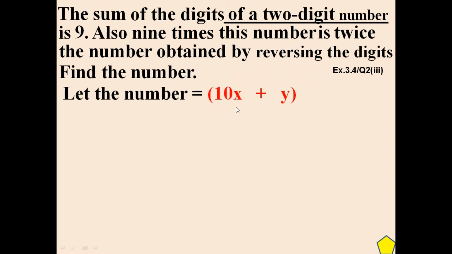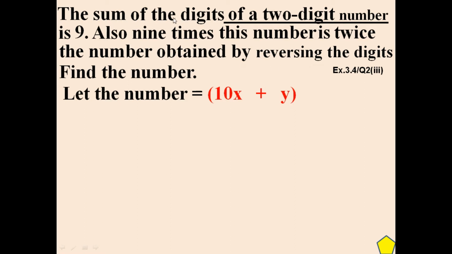Let the number be 10x plus y, where x is the tens digit and y is the unit digit. That means if the number is 57, then 10 into 5 is 50 plus 7. So, what we used to write in expanded form. So, we always make an assumption for a number in an expanded form. 57 is written as 10 into 5 plus 7.